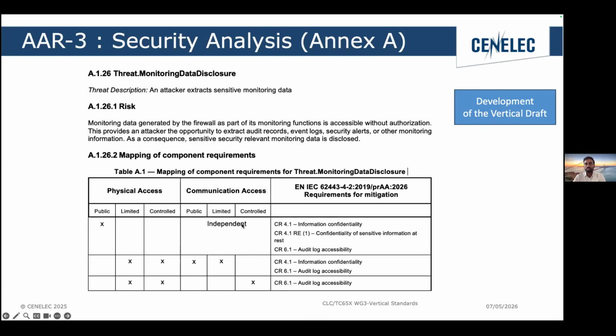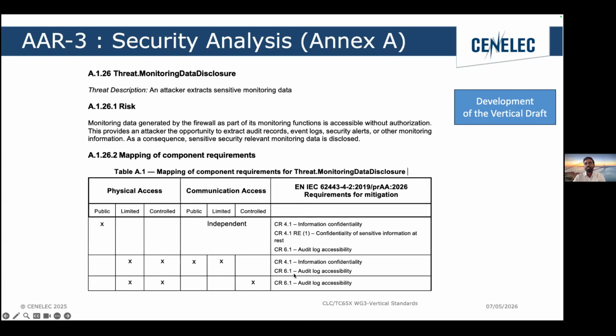Let's take the communication access: public, limited and controlled. Sometimes it's independent, irrespective of any level of communication access; this is applicable. And then finally the mitigations. So for this threat, for this public context, if the product is placed in the public context, irrespective of the level of communication access, these three requirements are needed to mitigate.